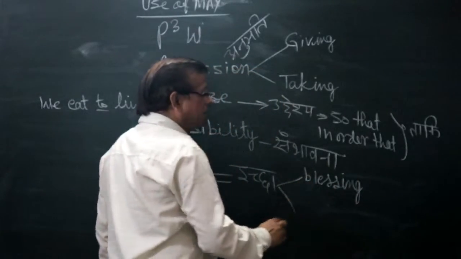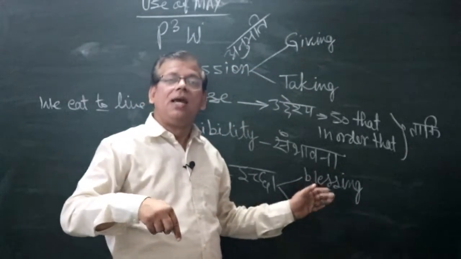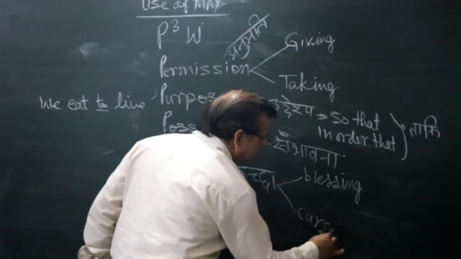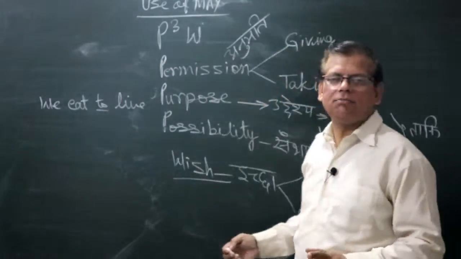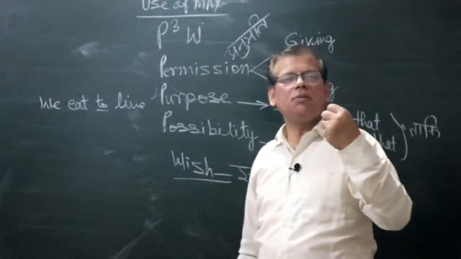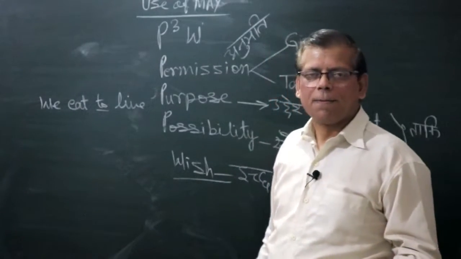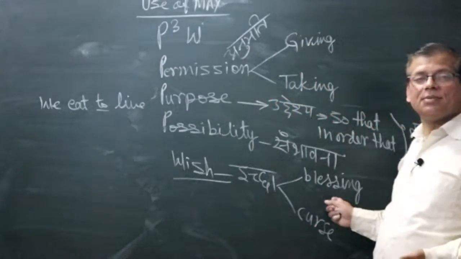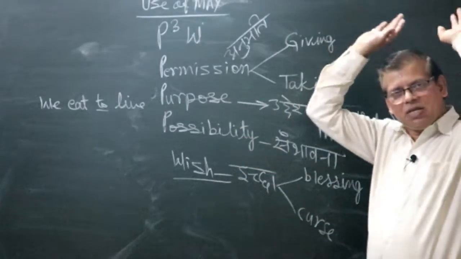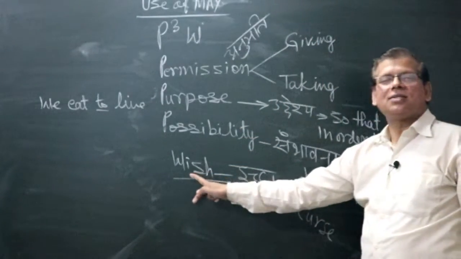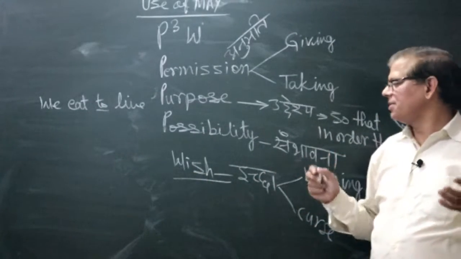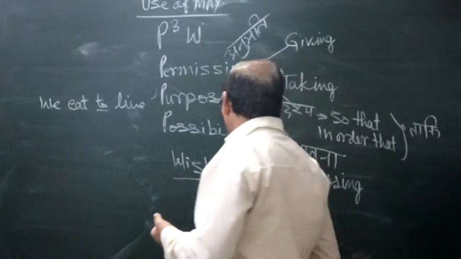A positive wish is called a blessing. A negative wish is called a curse. Nowadays, Mahabharata is going on. In the Mahabharata, you might have seen many scenes of blessings: Putravati bhava, Ayushman bhava, Chiranjeevi bhava. All these are wishes. For positive wishes, blessings, may is used. In what form is may used?